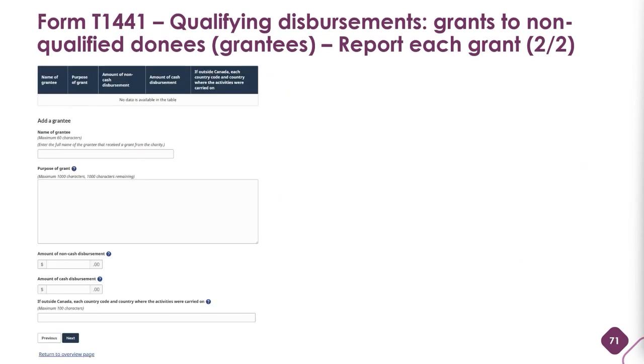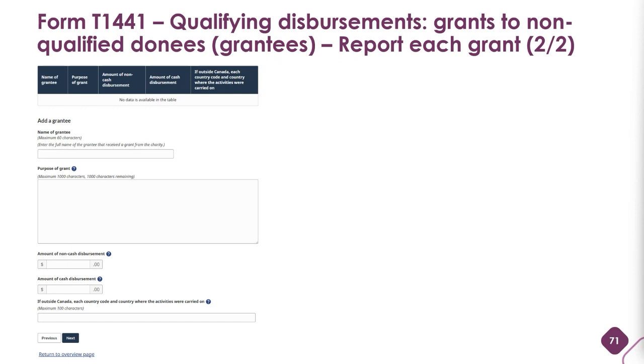On this form, you'll need to fill in the information for each individual grant made by the charity for the fiscal period. If your charity made several grants to the same grantee, repeat the name of the grantee as many times as needed and report each grant individually. Include all grant resources that your charity dispersed during this fiscal period, even if the grant activities are not yet completed.